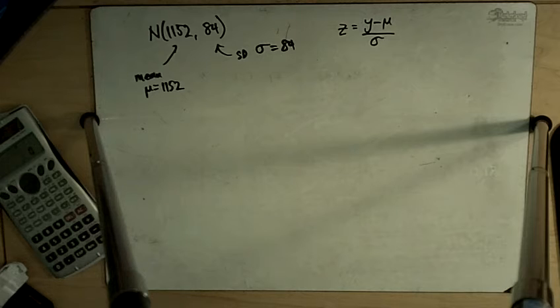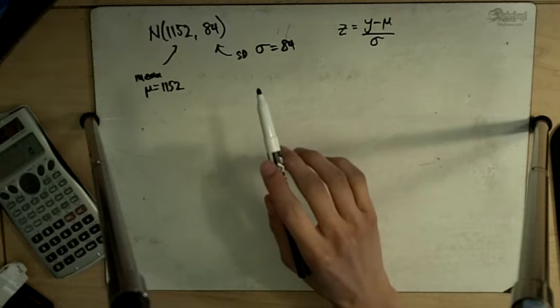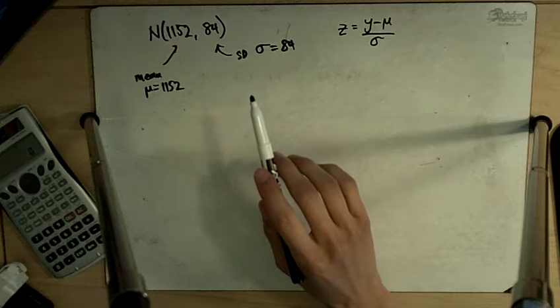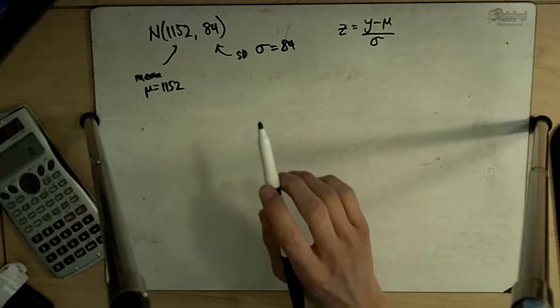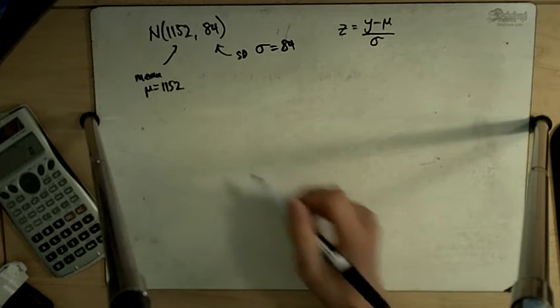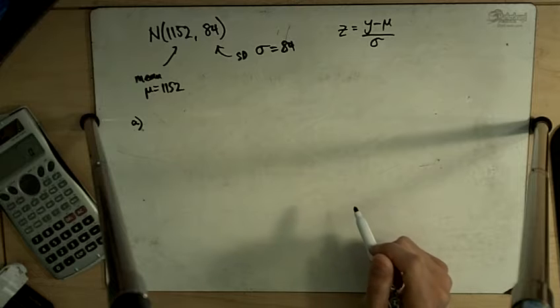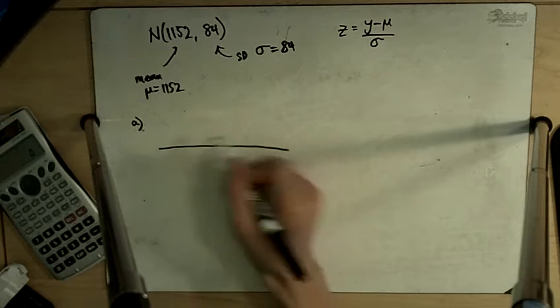Okay, problem 45 says, based on the model Normal(1152, 84) describing Angus steer weights, what are the cutoff values for the highest 10% of the weights, the lowest 20% of the weights, and the middle 40% of weights? So we will just take these one at a time. And A asks, what is the cutoff value for the highest 10% of weights?